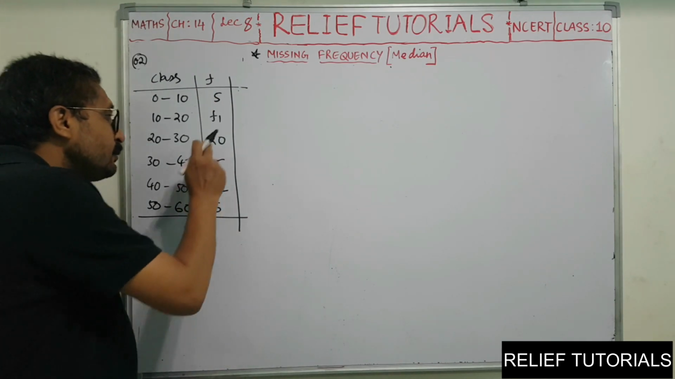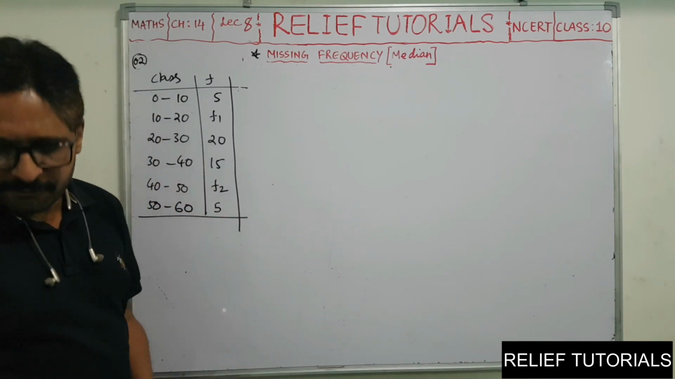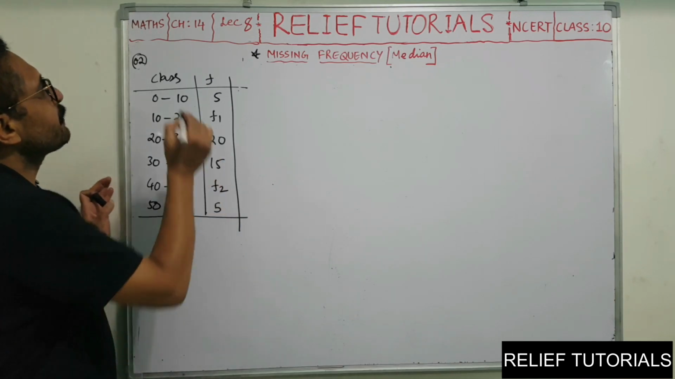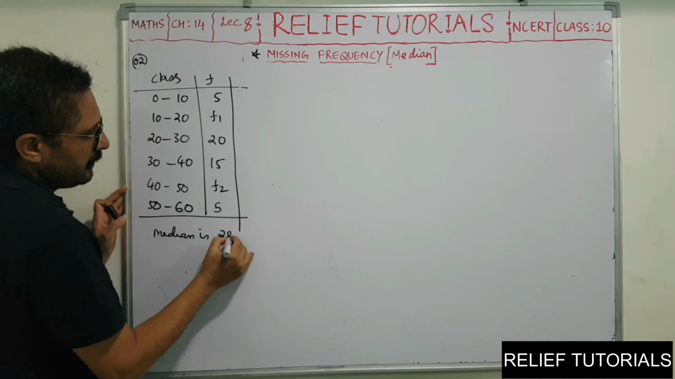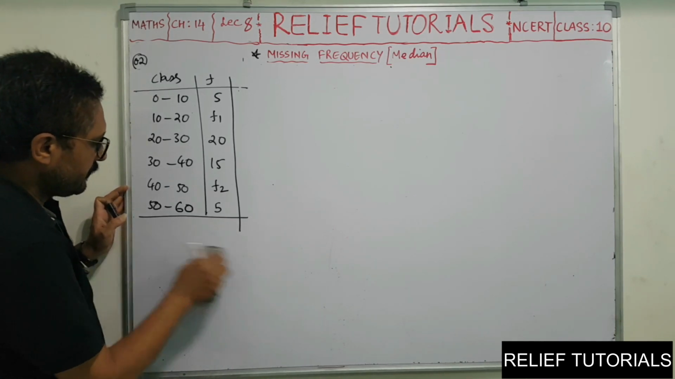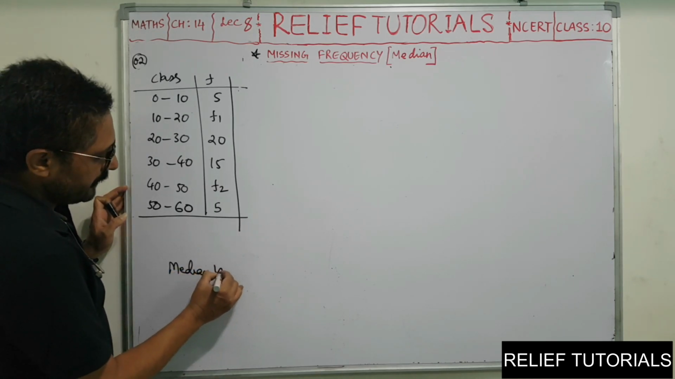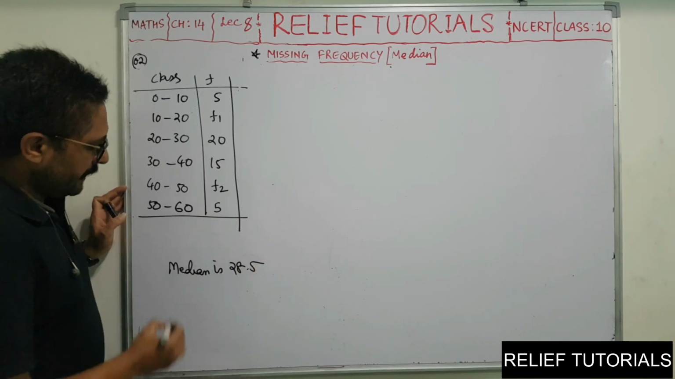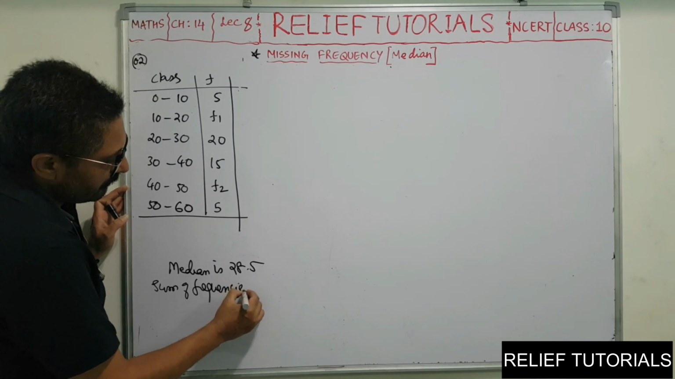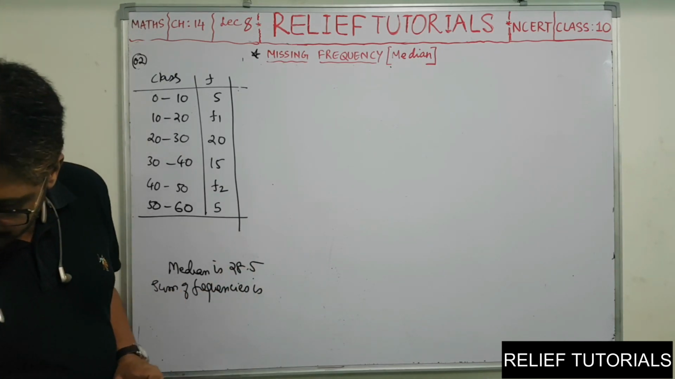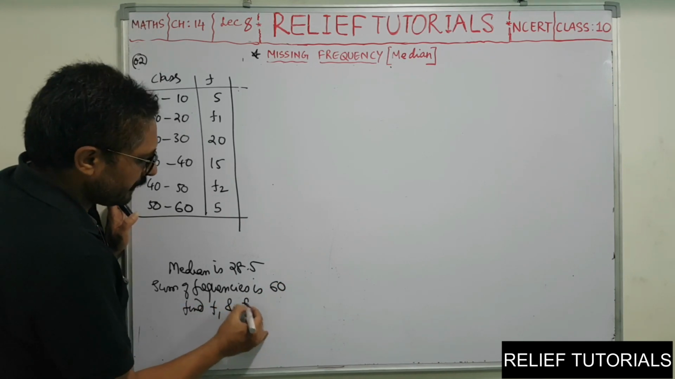What is given here? There are two missing frequencies, F1 and F2, so we require two pieces of information. So here in your question only two pieces of information will be given. That is, the median is 28.5, and the sum of frequencies is 60. Find F1 and F2.